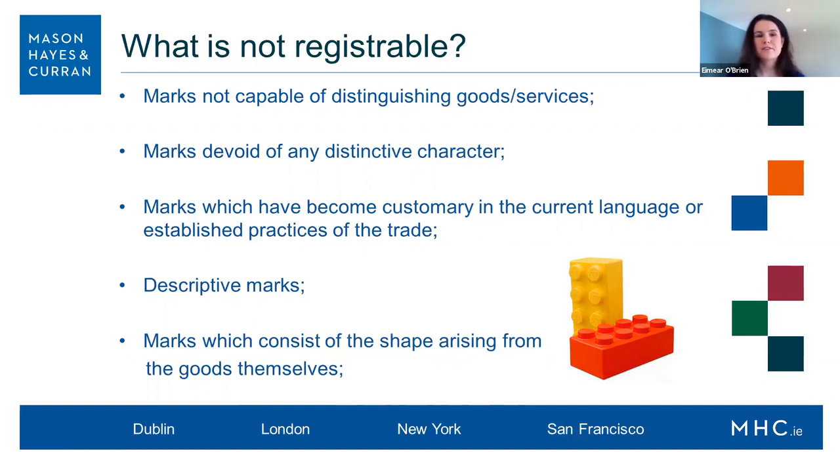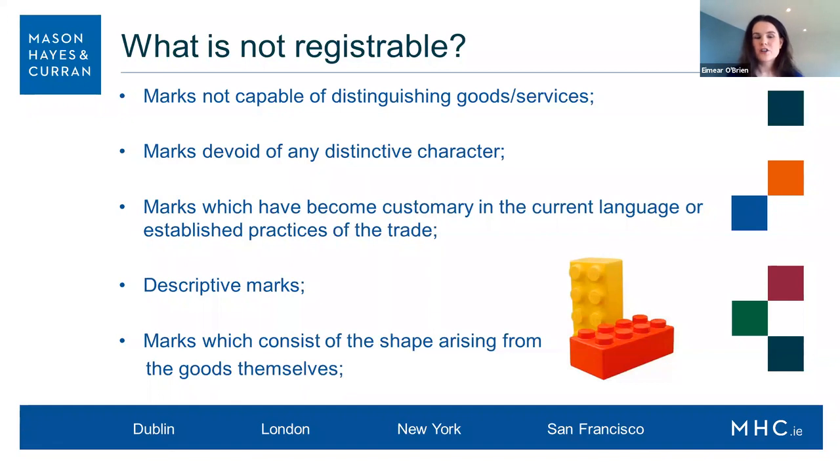And I just want to stop here for a second because of the last 3 points on the slide there: marks devoid of any distinctive character, marks which have become customary in the current language, and descriptive marks. While yes, they are generally a bar to registration, there is one exception that you can rely on to overcome this objection. And that's what's called acquiring distinctiveness through use.